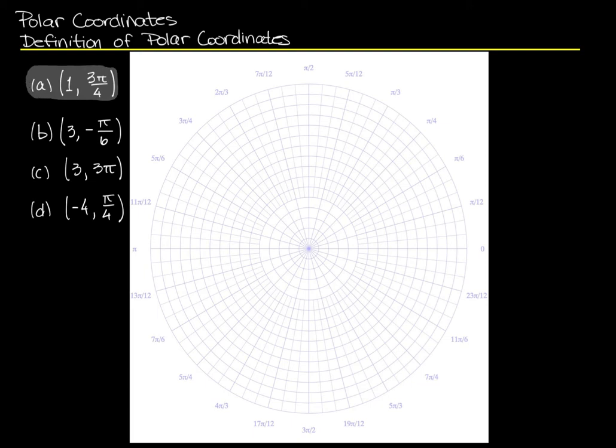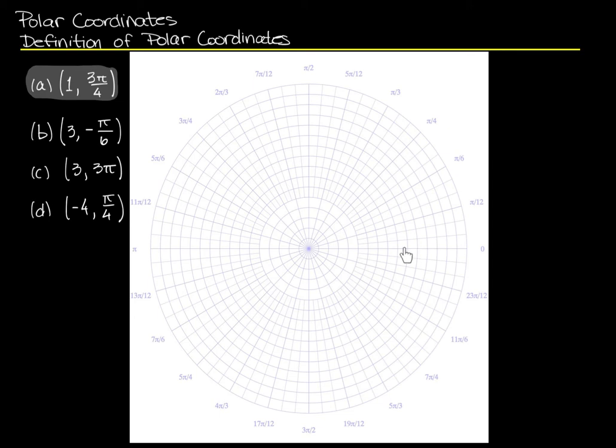The point is (1, 3 pi over 4). Now, even though these are in the order r, theta, I actually find it easier to go find the angle first. What I want to do is go out 1 and then around 3 pi over 4. But if I knew where on the circle I was headed, then once I got there, I could start at the origin and go out that far, right? So let's go find the angle 3 pi over 4.